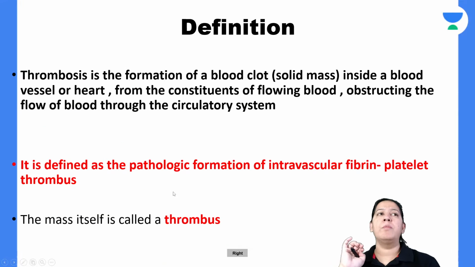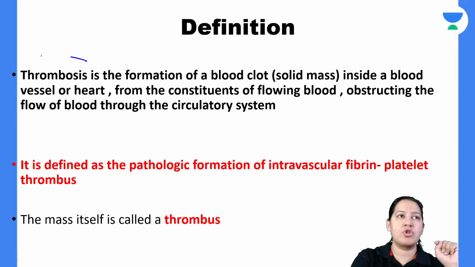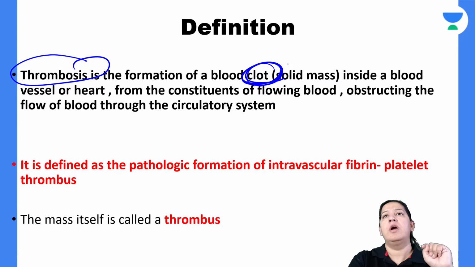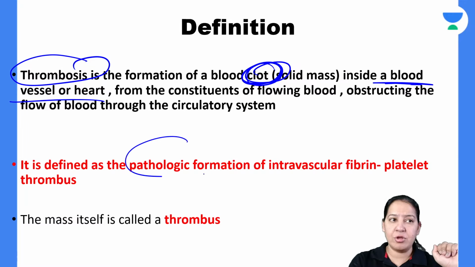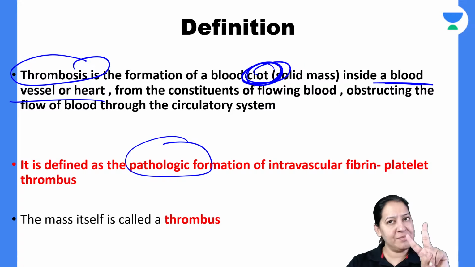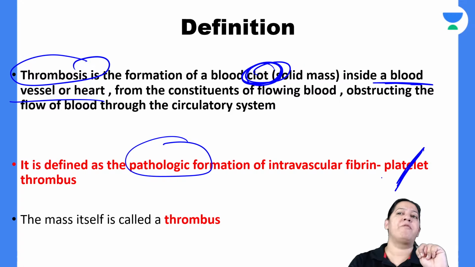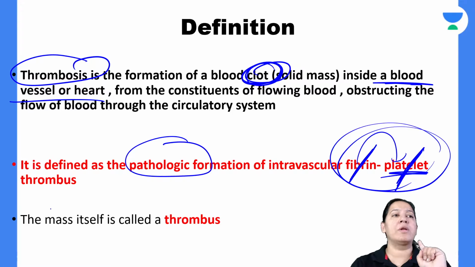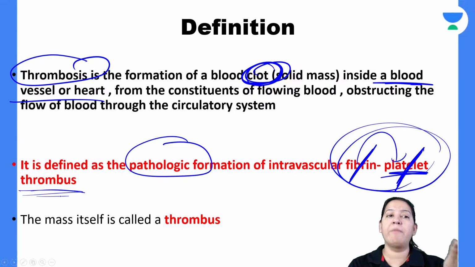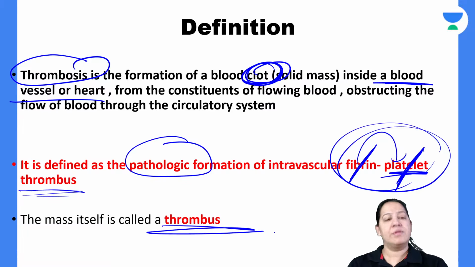What is the definition of thrombosis? As I have told you, in thrombosis we have clot formation inside a blood vessel without injury. It is pathological and it is harmful. The clot is made up of 2 things. The primary clot is made up of platelets and the secondary clot is made up of fibrin along with platelets. So it is a fibrin platelet clot. The fibrin platelet clot is known as thrombus because it is formed without injury. So that is the definition.